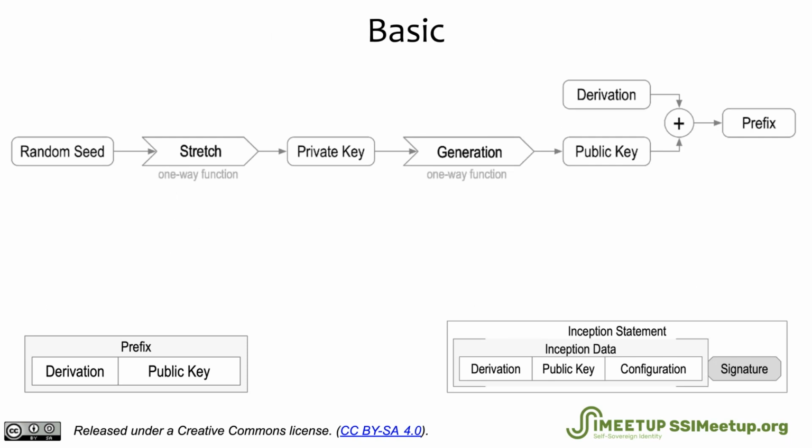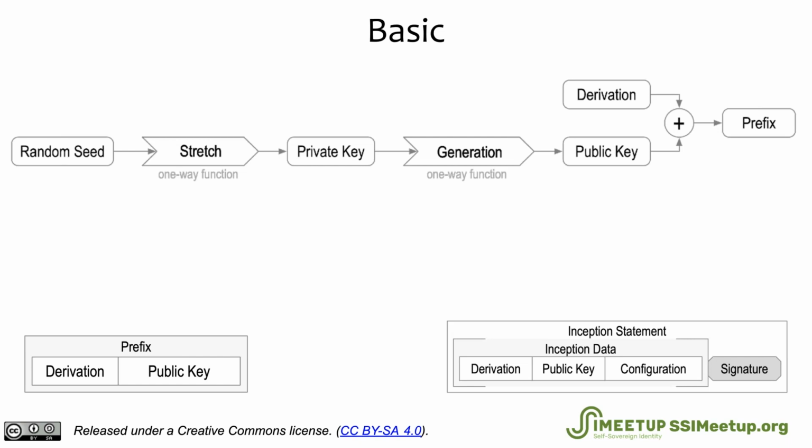A basic identifier derivation process looks like this. You collect entropy in a random seed, you stretch it, which is a cryptographic one-way function. And the definition of a cryptographic one-way function is a function which is easy to compute in one direction and impossible or practically impossible to compute in the other. So a random seed stretch, usually using some sort of cryptographic hash, is an example of a one-way function.